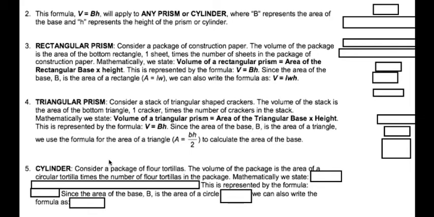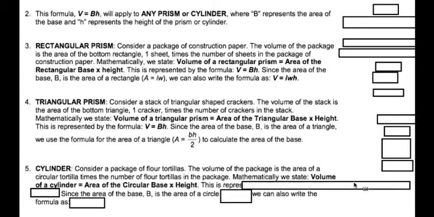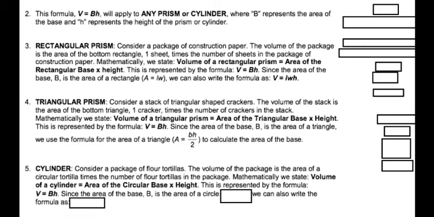And lastly, let's look at a cylinder. Consider a package of flour tortillas. The volume of the package is the area of a circular tortilla times the number of flour tortillas in the package. Mathematically, we can state that the volume of the cylinder is going to be equal to the area of the circular base times its height. Again, we represent this formula by area of the base times height.